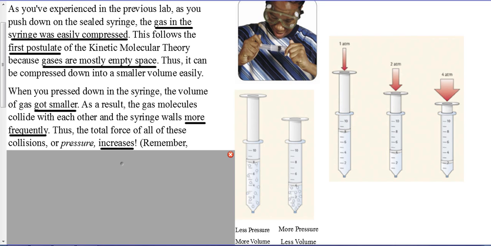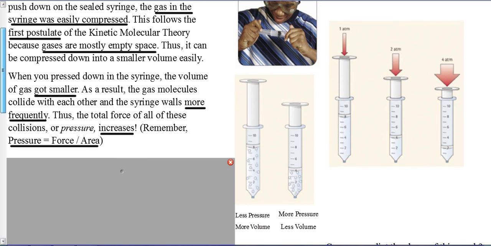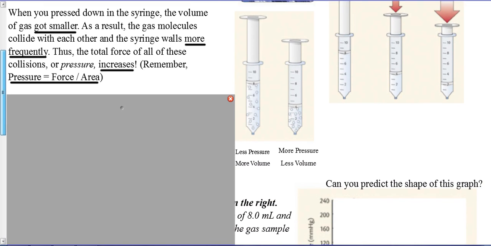Because remember, pressure is literally an object applying a force over a given area. So remembering the formula, pressure equals force over area, that would give you a general idea of why the pressure would increase if you decrease the amount of space for the air to go.